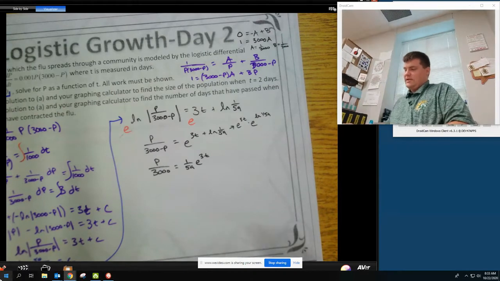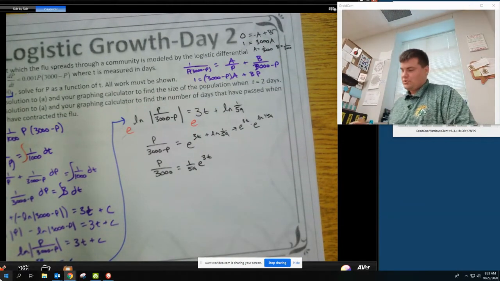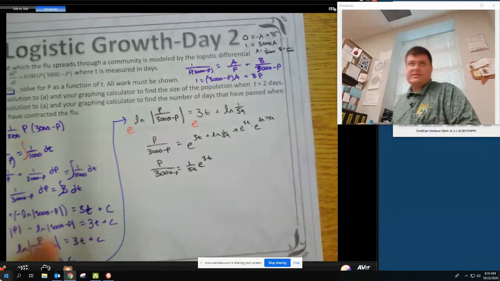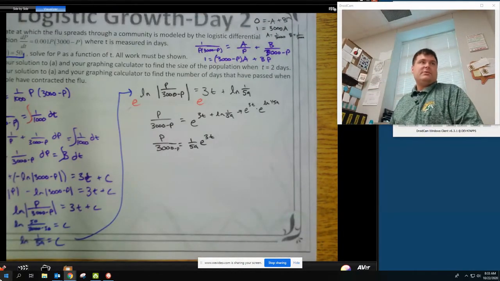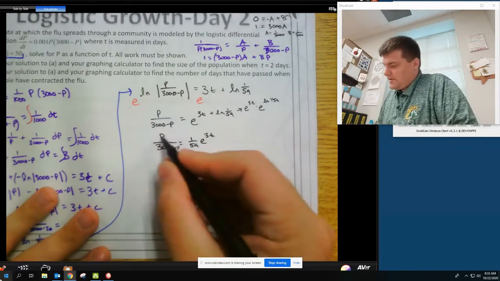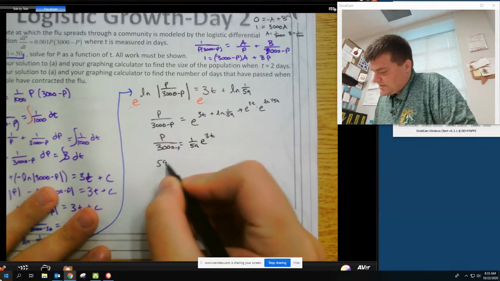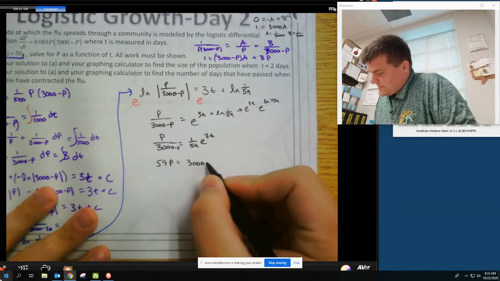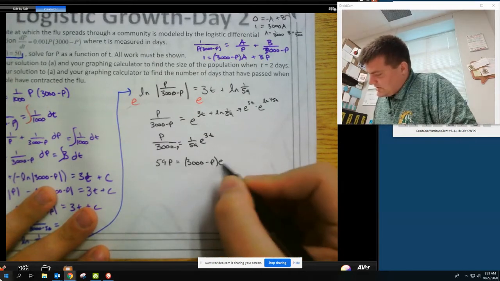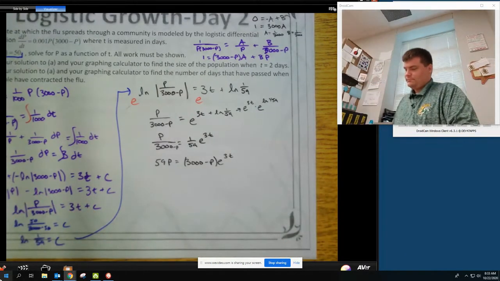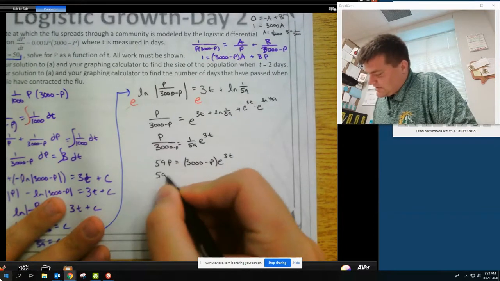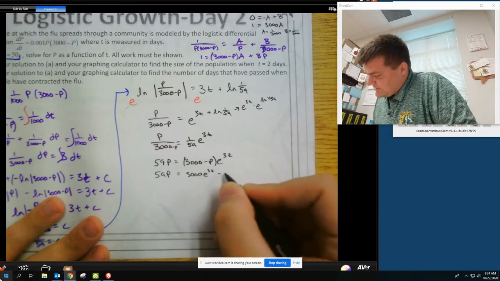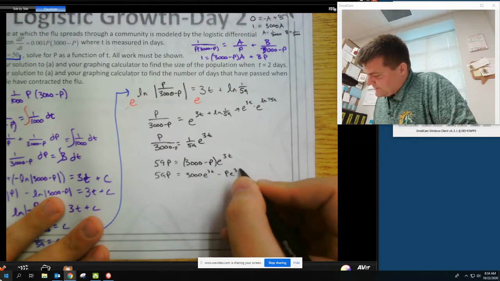All right, let's go ahead and cross multiply here. So I'm going to end up with, oh, I forgot my minus p. I was like, that looked way too easy. Okay, sorry. So I'm going to go ahead and cross multiply now. So I'm going to get 59p equals 3000 minus p times e to the 3t. So I'm going to get 59p equals, distributing, 3000 e to the 3t minus p e to the 3t.